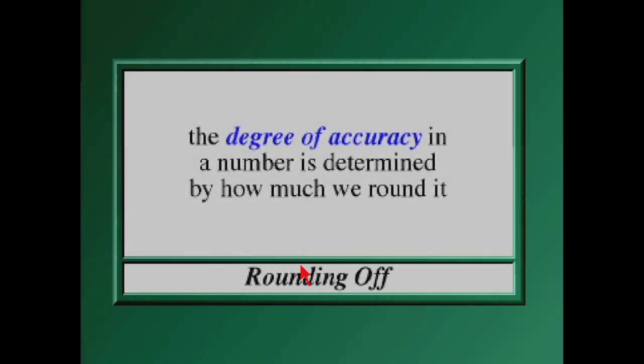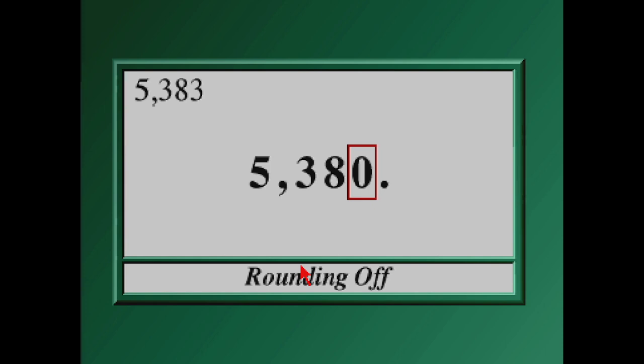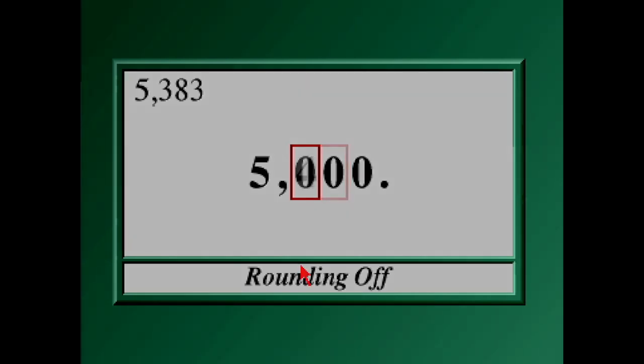The degree of accuracy in a number is determined by how much we round it. For example, 5,383 is rounded off to the nearest 10 to become 5,380. It is rounded off to the nearest 100 to become 5,400. It is rounded off to the nearest 1,000 to become 5,000.